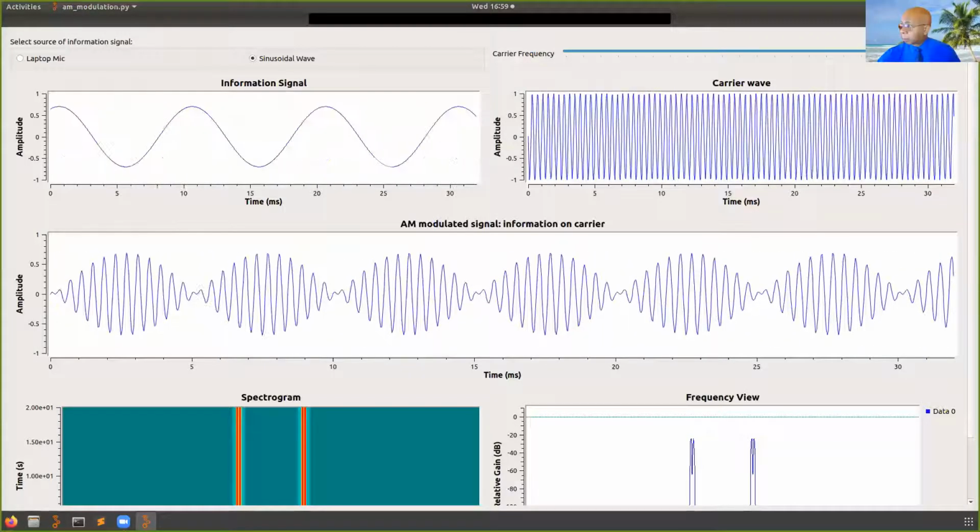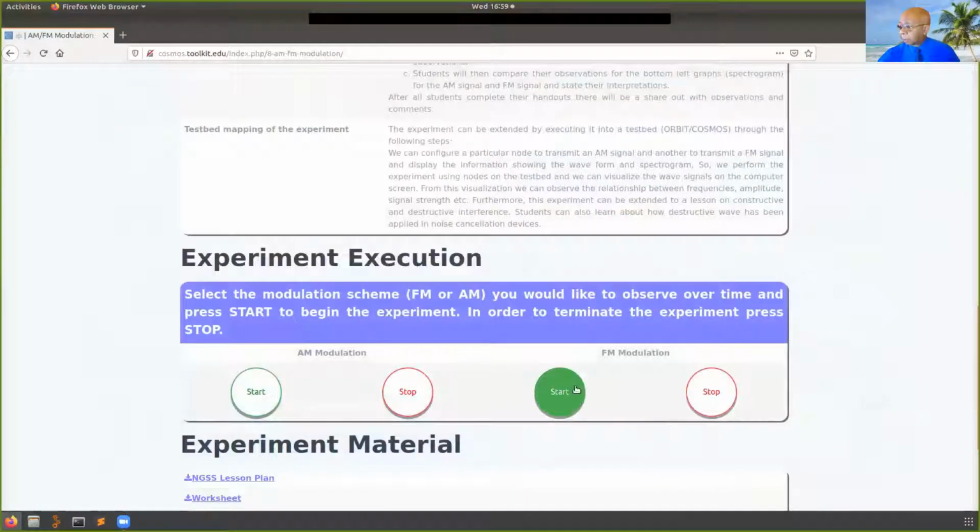I'm going to stop that. Here we go now. Stop. Now we're going to do frequency modulation. Start.